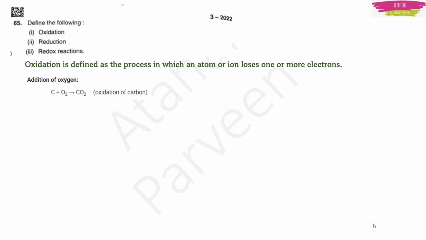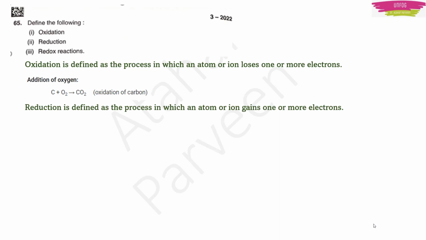Now, let's talk about reduction. It is defined as the process in which an atom or ion gains one or more electrons. This is according to our modern theory. According to classical theory, if you add hydrogen to an element, then you get some compound, and that is reduction. For example, here you have added hydrogen to nitrogen, so your nitrogen gets reduced. That means NH3 is formed. So here reduction of nitrogen is happening.